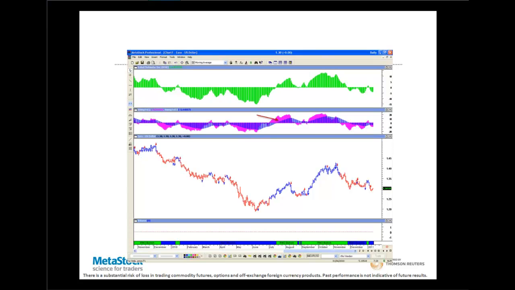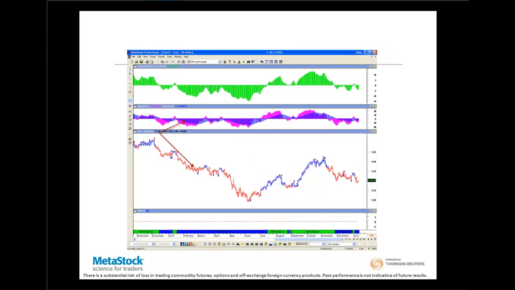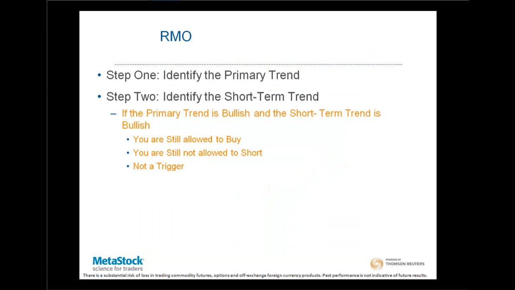But basically, here are the rules. If the primary trend is bullish and the short-term trend is bullish, you're allowed to buy. You're not allowed to short. And it's not a trigger. If they're both bearish, then you're allowed to short, but you're not allowed to go long. If they don't match up, you're allowed to wait. You're allowed to use the scan, or the explore, as we call it, to scan for other opportunities. If you really want to trade that day, it's better to find those trades where the odds are more in your favor. So that is step 1 and 2 in a nutshell.